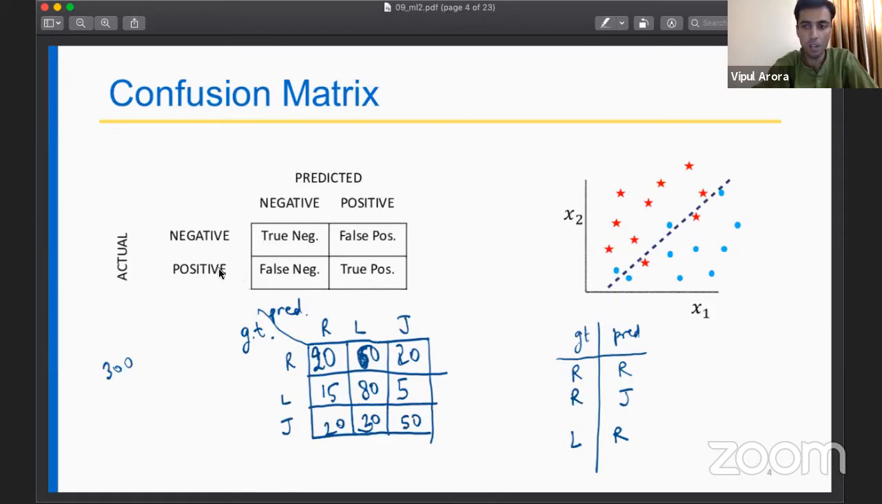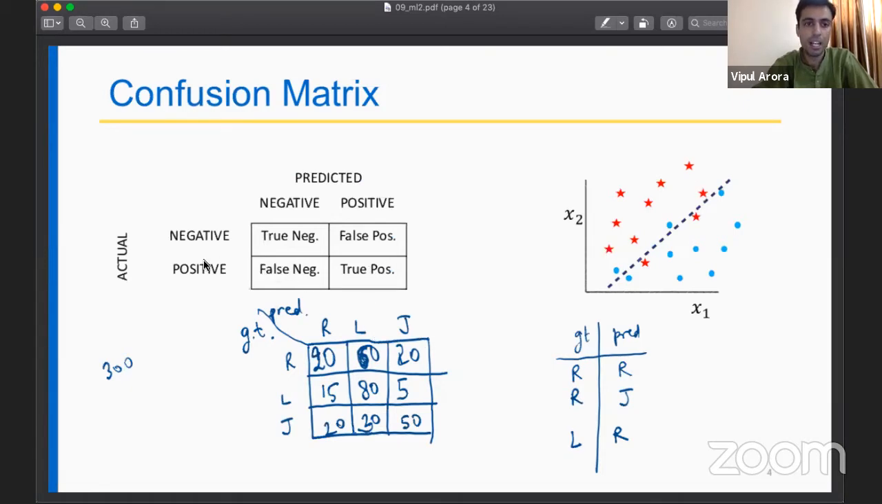People are saying 8. Yes, answer is correct. 8. How 8? Actually they are roses, so whatever here are the roses, predicted should also be roses. What are predicted as roses? Whatever is above the line is predicted as rose. So how many of these are above the line? 8 are above the line. Yes, so answer is 8 here.